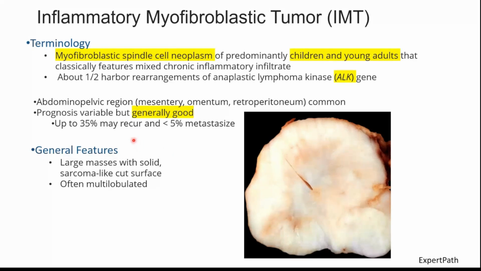And this is the tumor. We do not know its clinical significance because 35% may recur and less than 5% may metastasize. And then the gross finding: this is a cut surface, just like a sarcoma, with a really fibrotic surface. And I think this IMT should be bigger than nodular fasciitis. This is another clinical point.